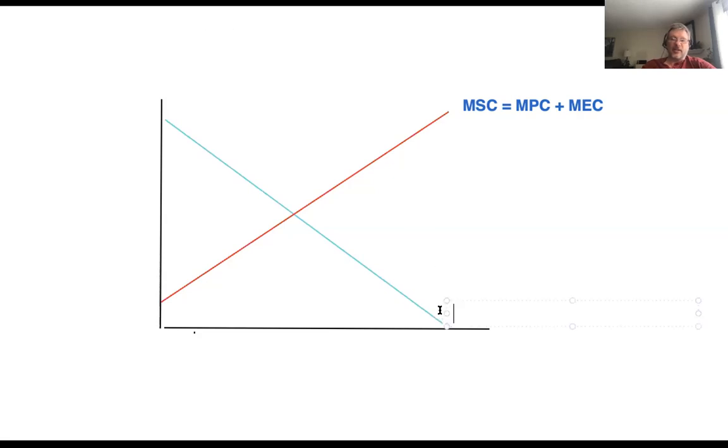And the curve down here is our marginal social benefit curve. And it has two components. It has a marginal private benefit, which is our demand curve. That's the benefit that goes to the person that buys the good. And it also has a marginal external benefit. So there are potentially benefits to people that are not actually purchasing the good.